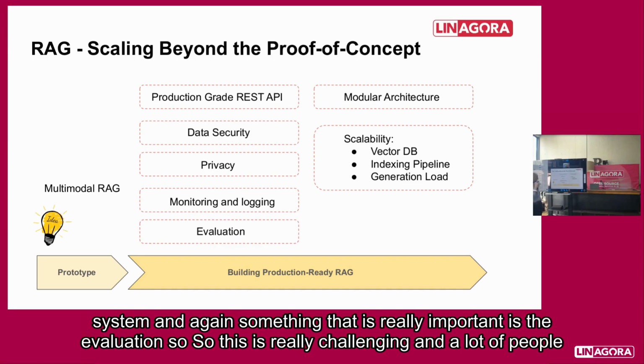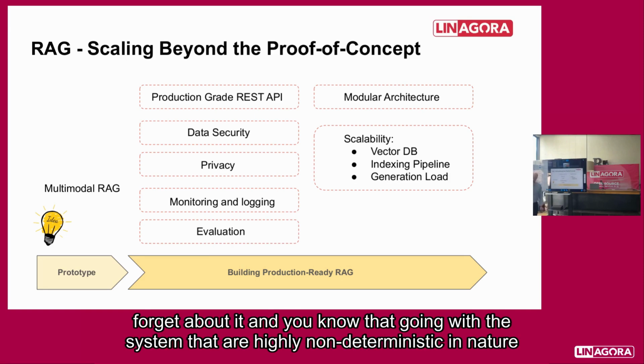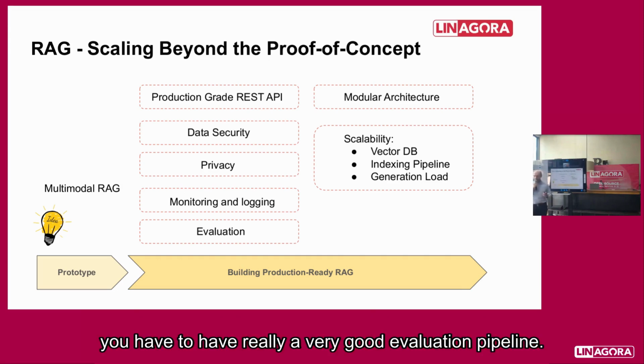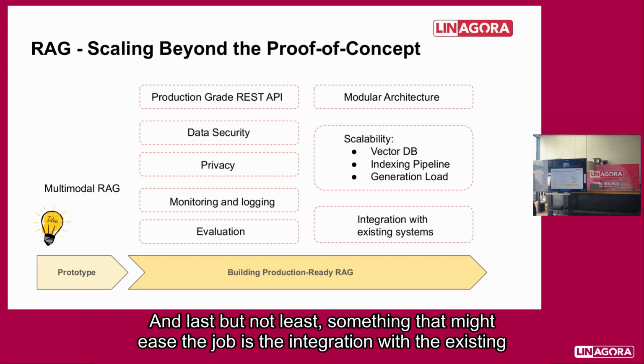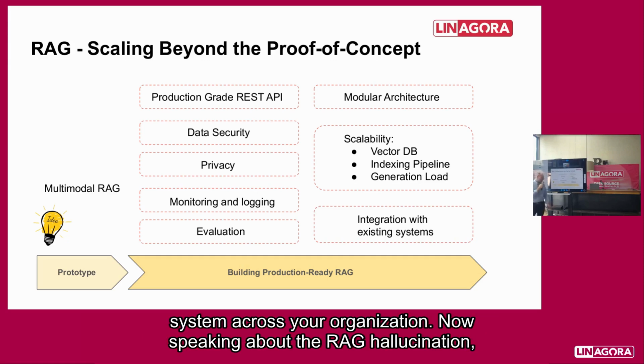And again, something that is really important is the evaluation. This is really challenging, and a lot of people forget about it. You know that going into production with systems that are highly non-deterministic in nature, you have to have a really good evaluation pipeline. And last but not least, something that might ease the job is the integration with the existing systems across your organization.